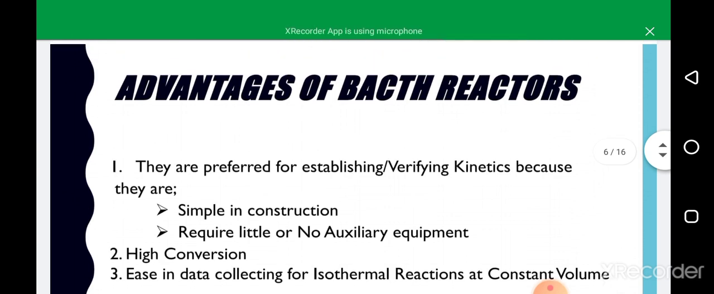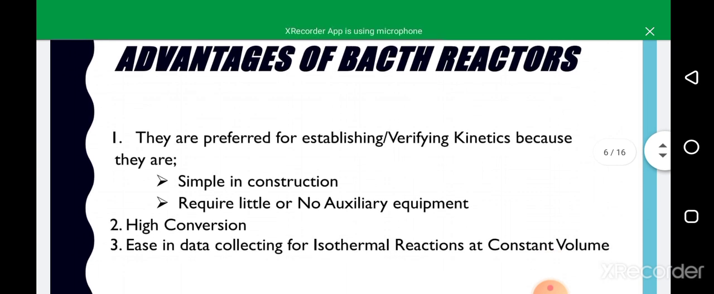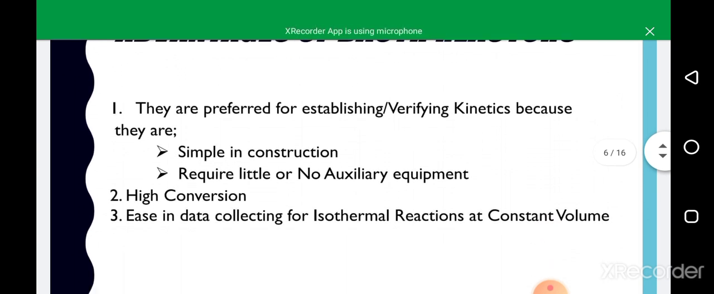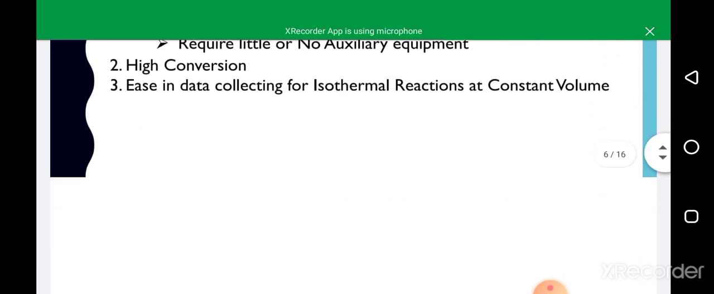The advantages of batch reactors: they are preferred for establishing kinetics because they are simple in construction, require little or no auxiliary equipment, give high conversion, and it is easy to collect data for isothermal reaction at constant volume.